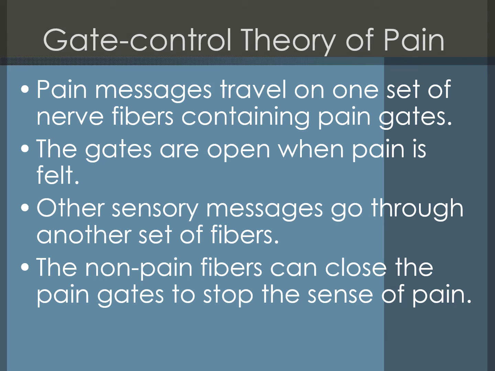All right, so how do we feel pain? There's a theory out there called the gate control theory of pain. What this says is that pain messages travel on one set of nerve fibers containing pain gates. The gates are open when pain is felt. Other sensory messages go through another set of fibers. So the non-pain fibers can close the pain gates to stop the sense of pain.